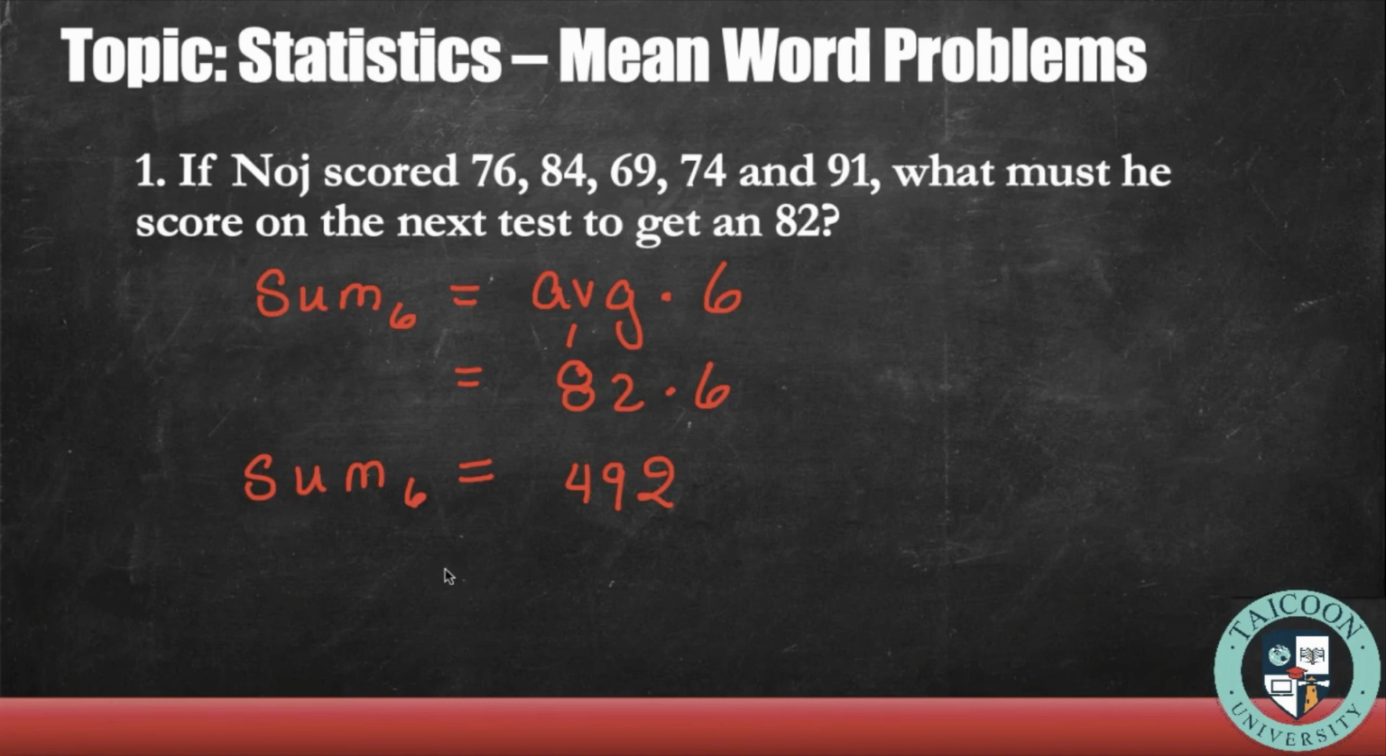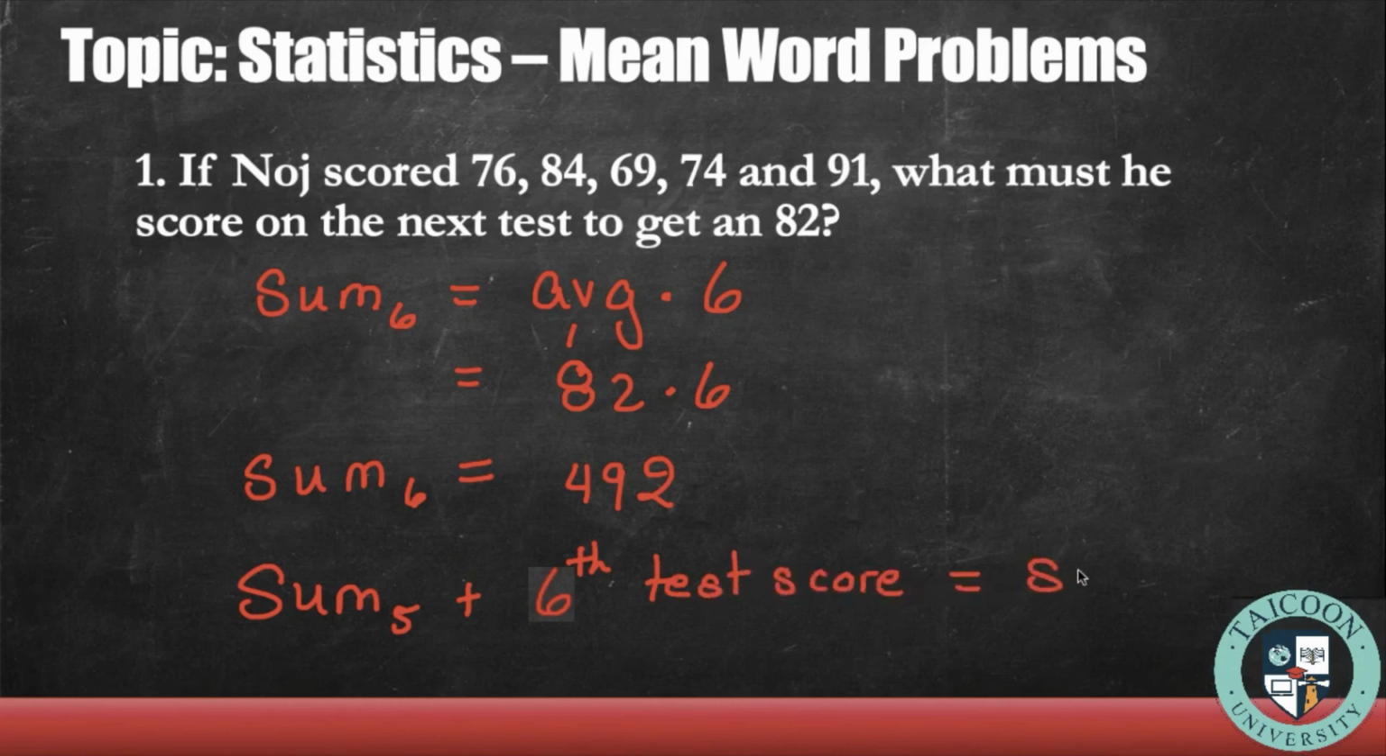The last step is simply to add up the sum of the 5 numbers and to see what the delta is. The delta just means the difference between the sum of the 5 numbers and the sum of the 6 numbers, because we know that the sum of 5 numbers plus the 6th test score is going to give us the sum of all 6 exam scores. It just makes sense. Let's go ahead and add up the first 5 exam scores to see what Naj needs to score on his 6th exam.